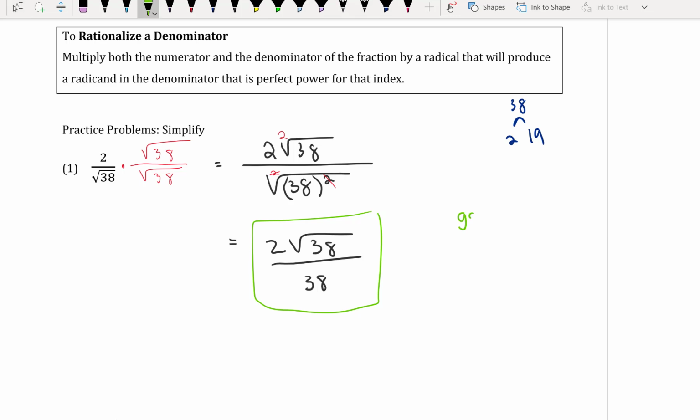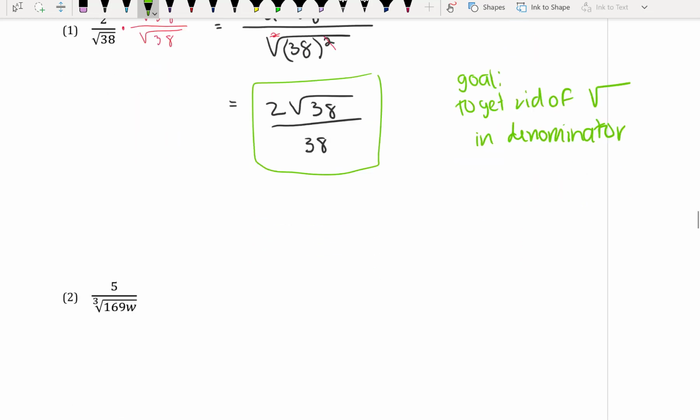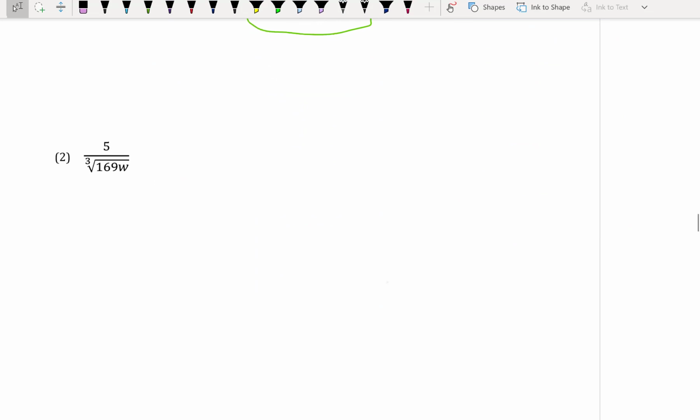So that's going to be your goal. Your goal is to get rid of the radical in the denominator. That's what you're going to be trying to do for each one of these problems. So let's look at number 2.